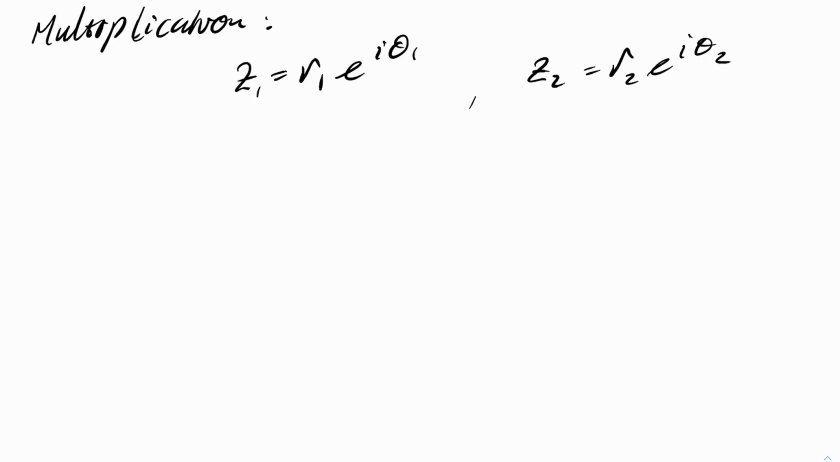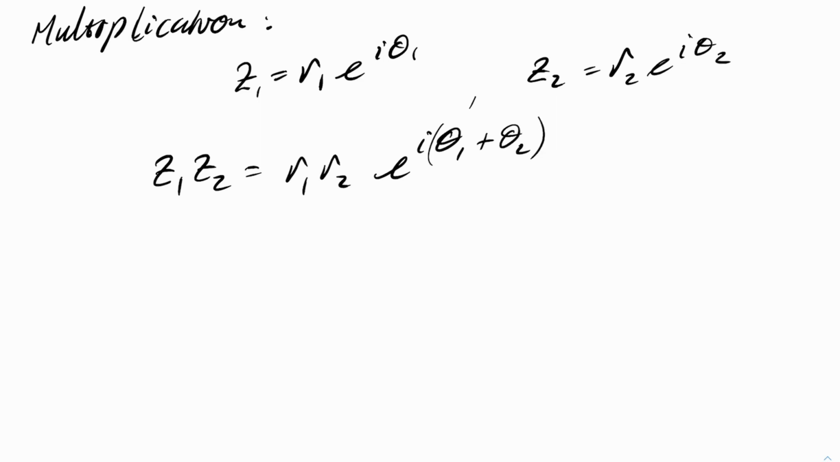If I have two complex numbers z1 and z2 in polar form, then multiplying them, I multiply their moduli r1 and r2, and I add the arguments theta1 plus theta2. So the polar form is an incredibly useful way to write down complex numbers, and we'll use it more often than not.